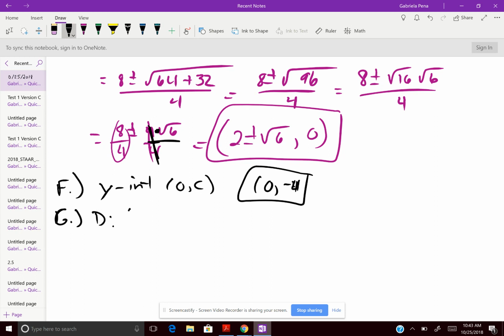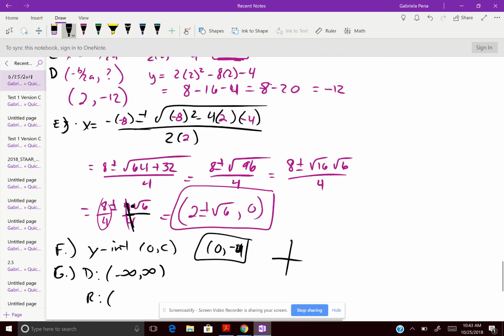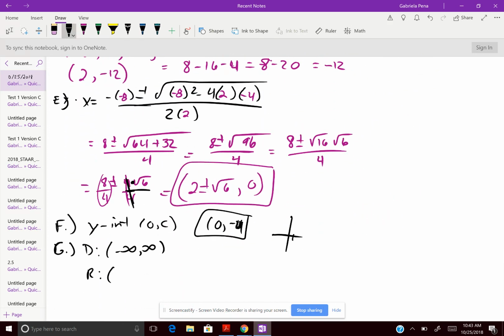Your domain is negative infinity to infinity, and your range, is that -4? Is that -12 and infinity? I don't know, because what was the thing? -12 is here, it opens up, so it goes from -12 to infinity, yes. And this is a bracket.